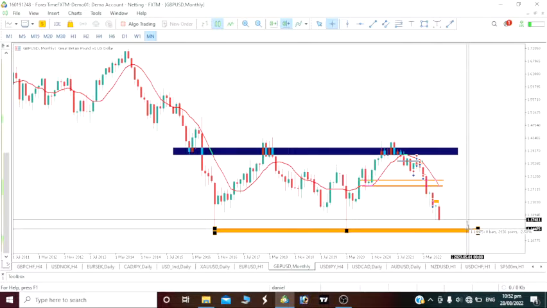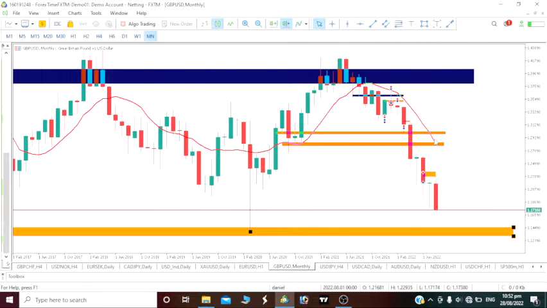That will be giving us about 300 pips more to drop before we might see this rally movement upward on our GBP USD. So monthly time frame, still expecting a drop of about 300 pips. And another one is that our price is below our 10-period moving average, which means we should still look to short our GBP USD.